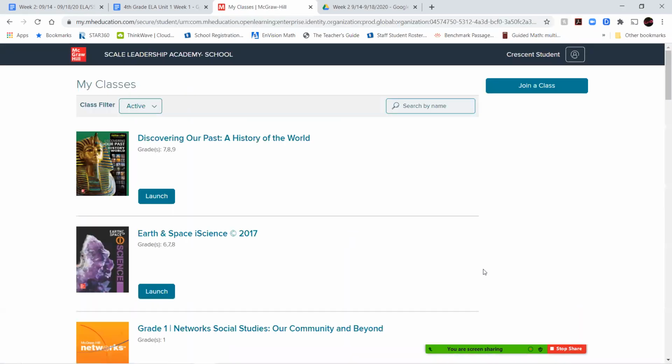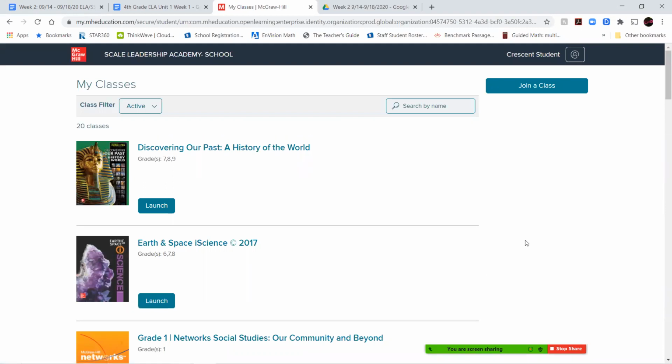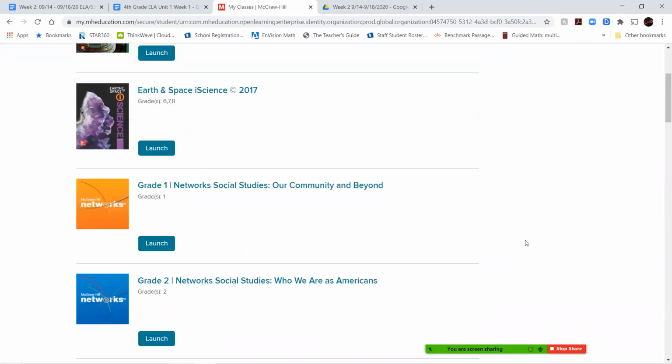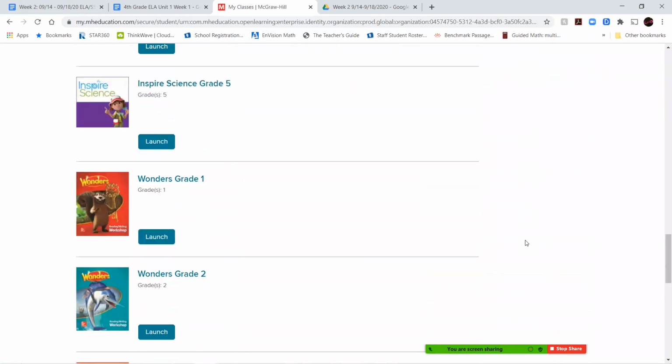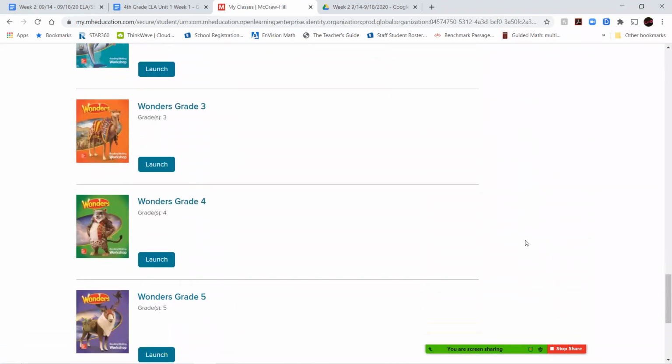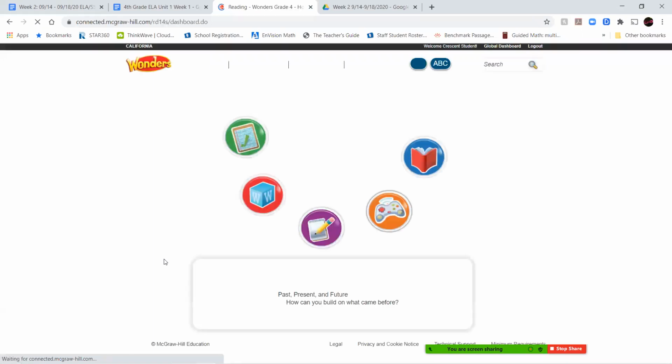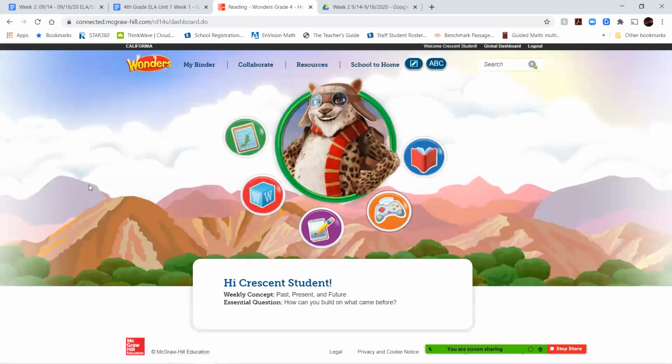As soon as you get here, you're going to have access to a lot of student books for all the different grade levels. For you to get down to your language arts, you're going to go down to the Wonders book. So you're going to scroll all the way down to the bottom, and you're going to select Wonders Grade 4. You're going to press launch. And that's going to take you to this page. So this is going to be your student page.